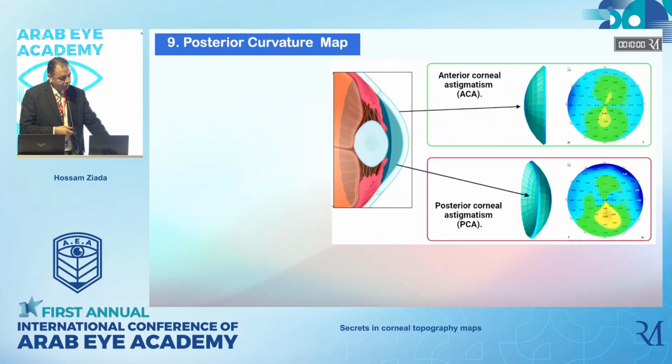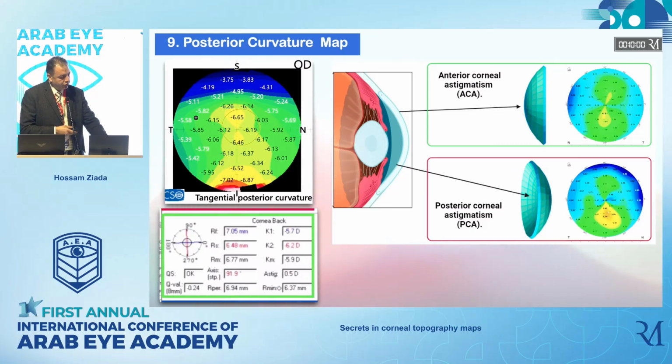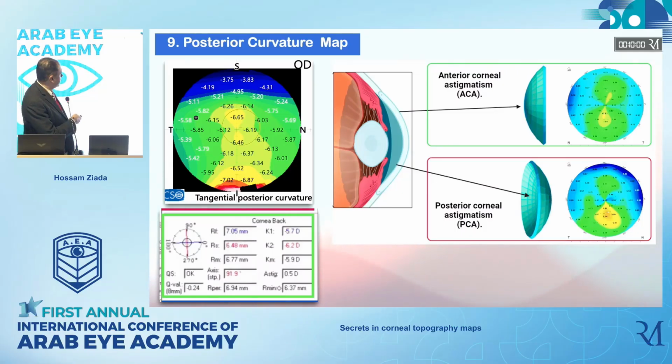What about the posterior curvature map? It is not negligible. It's very important to examine in all patients. Look here, you will find the central 3 and central 5 as in the anterior, but the central 3 millimeter is more important than the central 5 millimeters. Here you will find minus 6.6, minus 6.4. This is a good sign. If you find that the superior point is higher than the inferior, it is still a good sign.